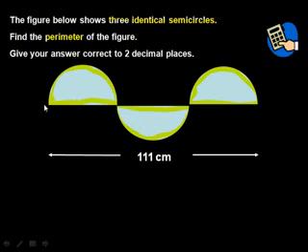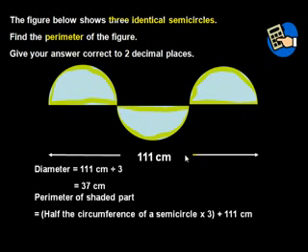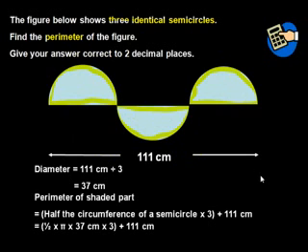Now, since the total length from the left hand side to the right hand side is 111 centimeters, the diameter will be 111 divided by 3, which is 37 centimeters. So the perimeter of the shaded part is half the circumference of a semicircle times 3, because there are 3 of these circumferences, plus 3 diameters, which is 111 centimeters. So the total length will be 285.36 centimeters, rounded off to 2 decimal places.